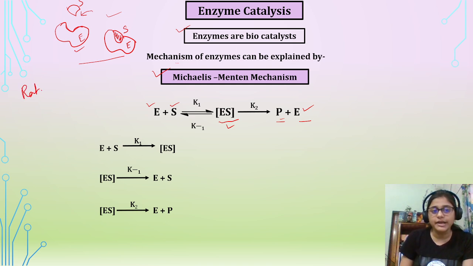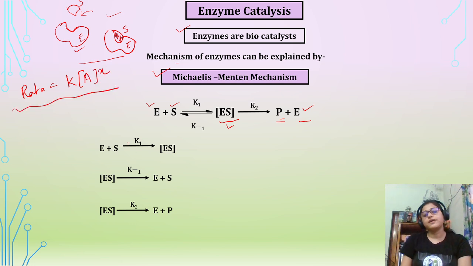and we have to find out the rate law equation, right? Rate equal to k into substrate to the power some order. We have to find that out. So that's why we have the steps here. We have to differentiate the steps.